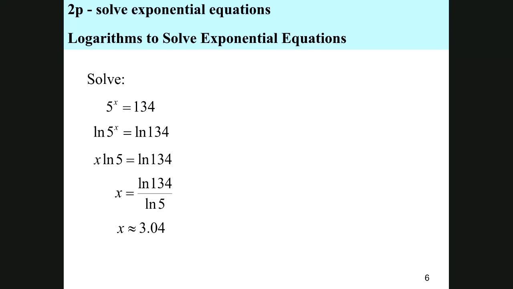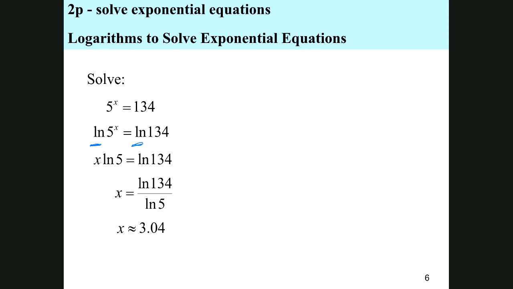So right here, I have 5 to the x equals 134. We can try all day long. We're not going to be able to convert 134 into a base of 5. There's not a whole number that you can raise 5 to get 134. So we'll simply take the natural log of both sides. That's what we've done there.